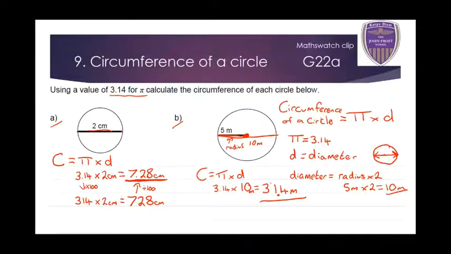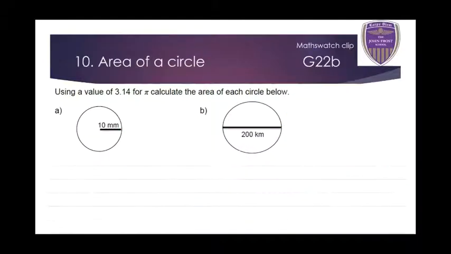So let's have a look at the next topic now. This time we're doing the area of a circle. Now this is slightly different. The area of a circle is equal to pi r squared. And there's a lot going on here, so let's break this down.